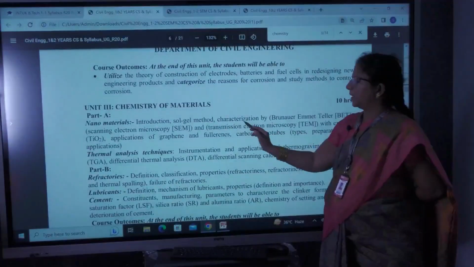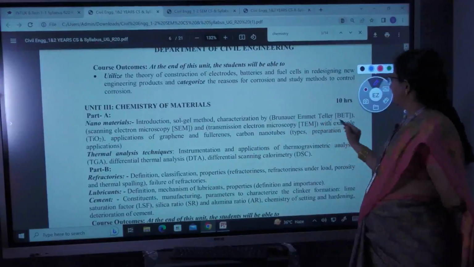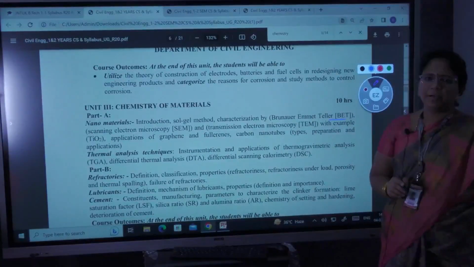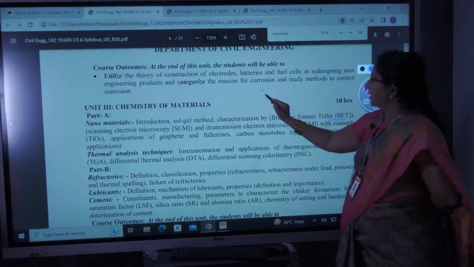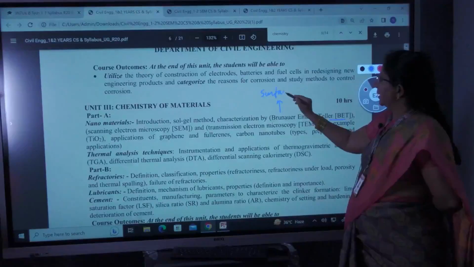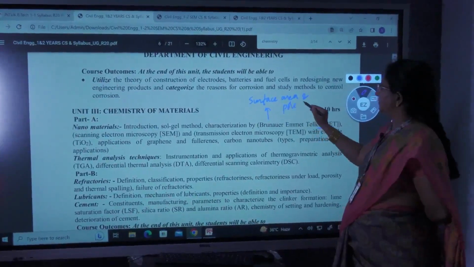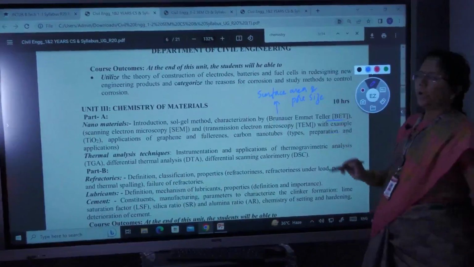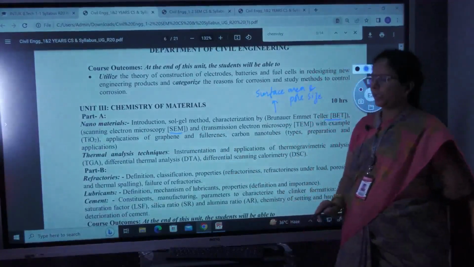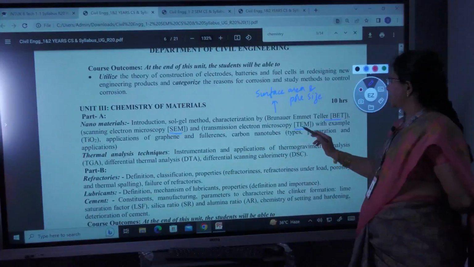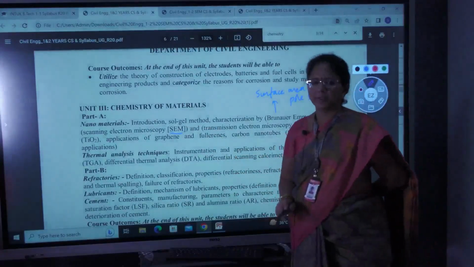After that we will discuss the characterization methods. In characterization methods we will discuss the BET method. BET method means Brunauer-Emmett-Teller method. This method is mainly used to analyze the surface area of a material and the pore size of the material. And the other methods are SEM, scanning electron microscopy, and TEM, transmission electron microscopy. We will explain this by taking the example of titanium oxide.